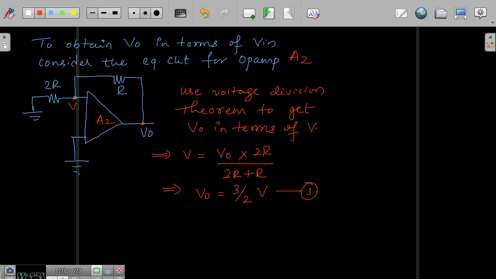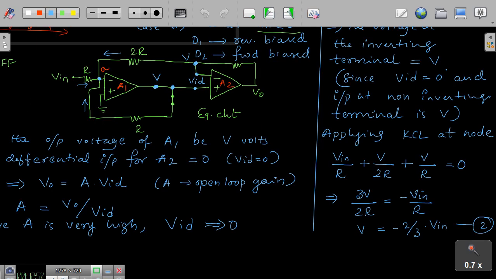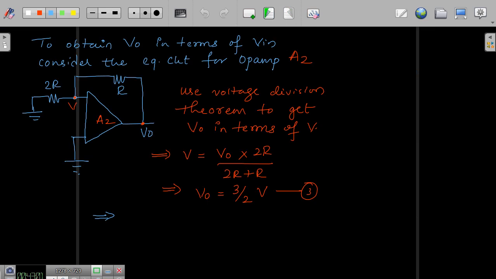Yes, sir. Okay. Now you substitute this value in our previous equation where we had V is equal to minus 2 by 3 into V in. So we have V0 is equal to 3 by 2 into minus 2 by 3 into V in. So V0 is equal to minus V in.